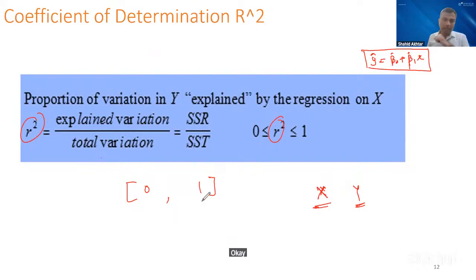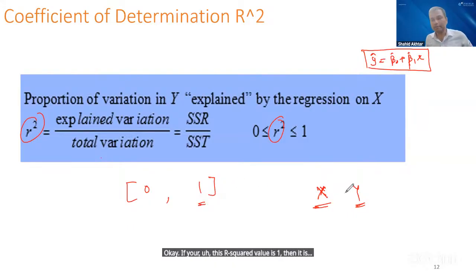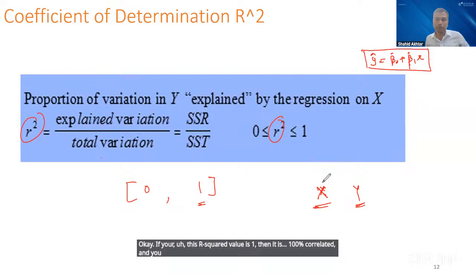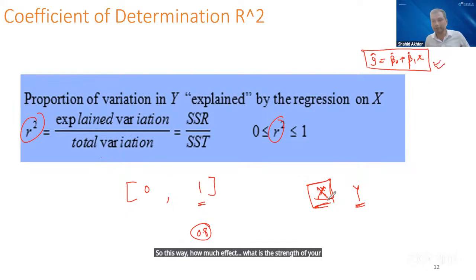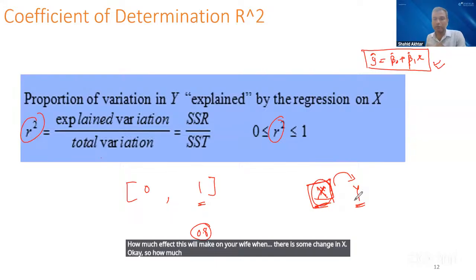If your R square value is 1, then it is 100% correlated, and if there is 1 unit change in X, there is 1 unit change in Y. This way you find out, if in between, let's say you get 0.8, what is the strength of the relation, how much effect a change in X will make on your Y, and how much this Y is going to change.